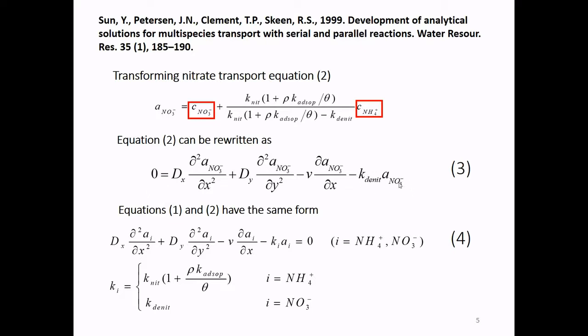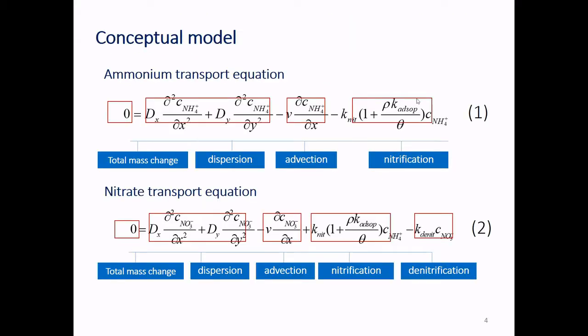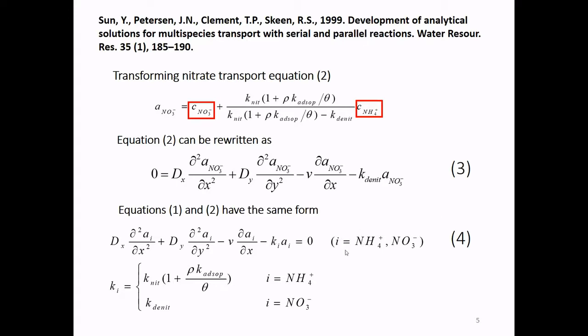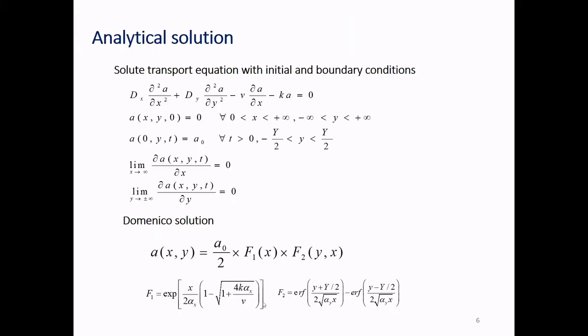And the good thing is that this equation 3 has the same form as equation 1, so that we can solve equation 4, one equation for two species, ammonium and nitrate. So this K would be different for different species. And then we solve this one equation, which is here. This is the governing equation, and those are the initial condition and the boundary condition.